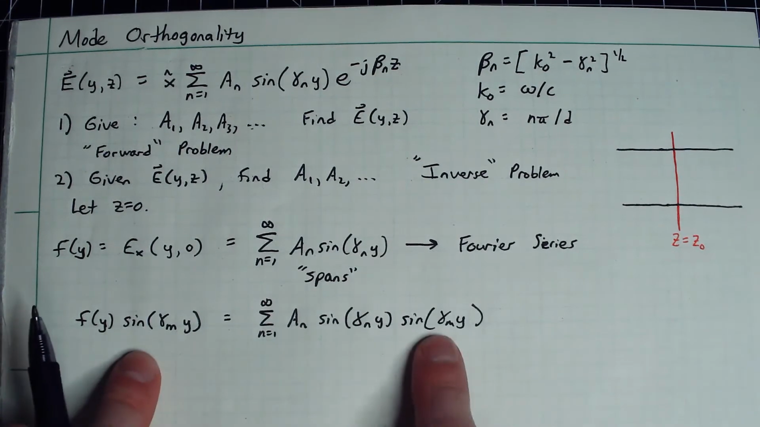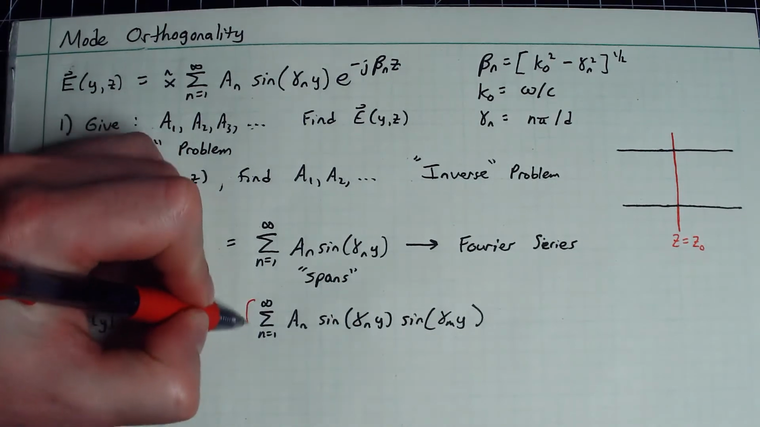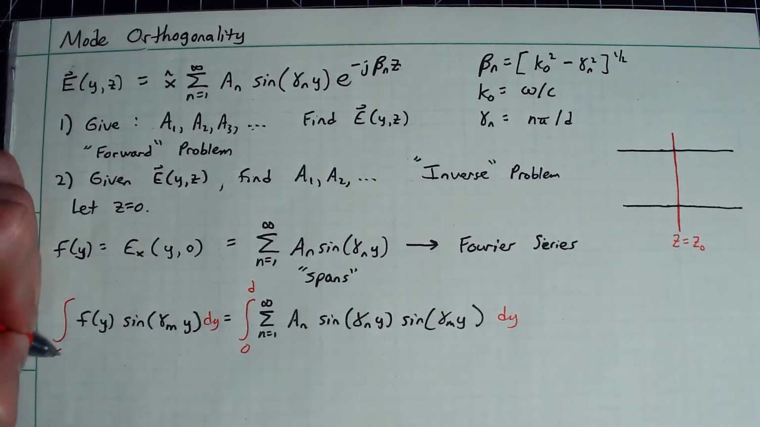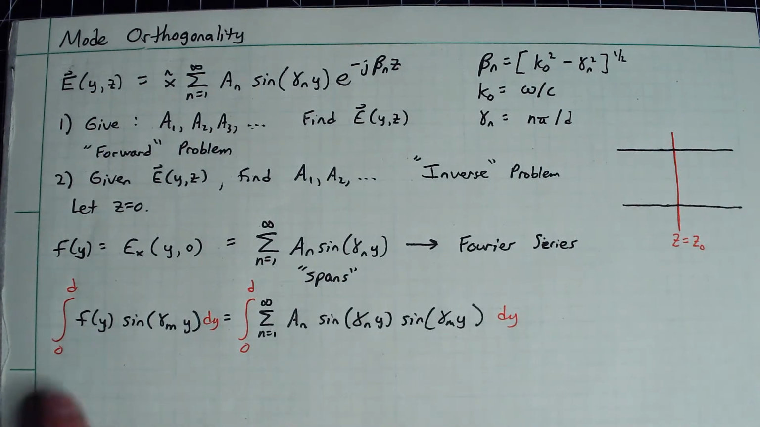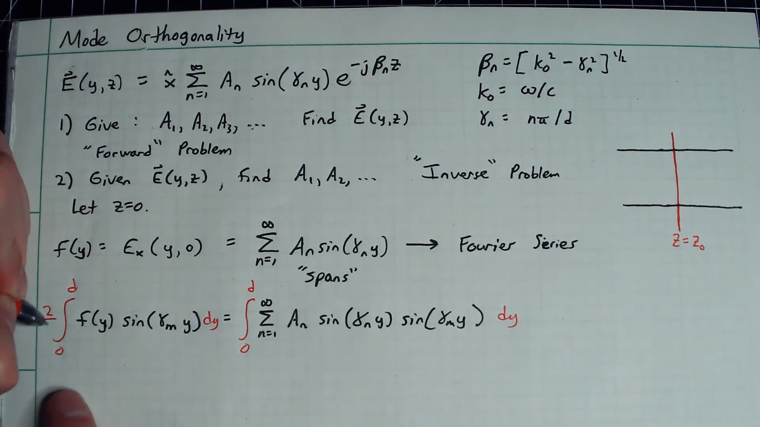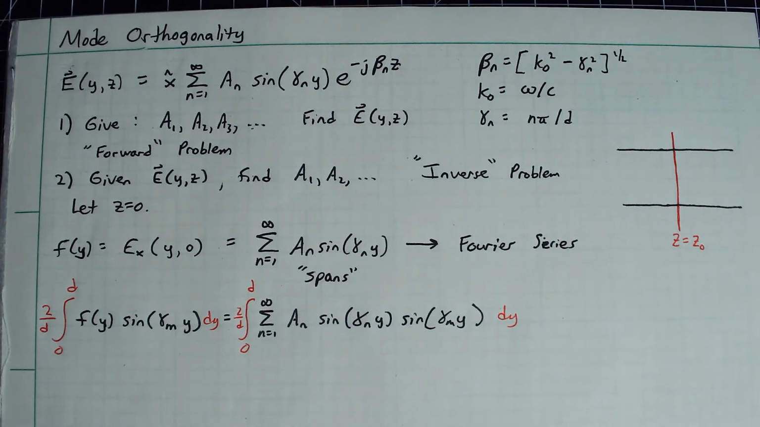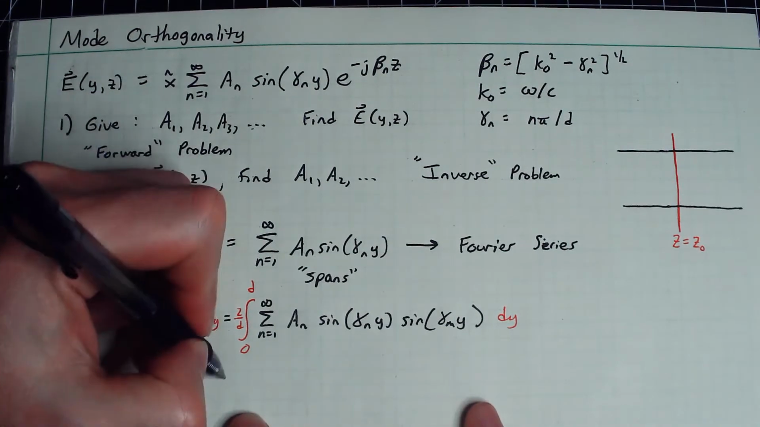So all I did was multiply both sides by this term. I'm now going to integrate both sides like so, from 0 to d, dy. If I do it to one side, I can do it to the other. And for further kicks and giggles, because I have the power of foresight, I'm going to multiply by a 2 over d, like so. So why am I doing that? Well, the answer is very simple, because this little summation here is going to simplify tremendously.